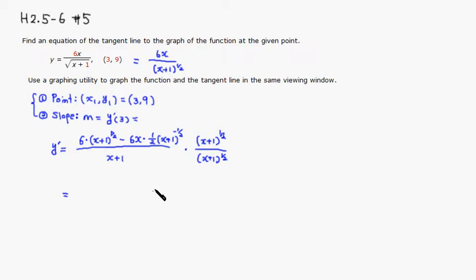The first thing I would do is distribute this to the first term. So you have 6 times x plus 1 to the 1/2 power times the same thing. It's basically the same thing as squaring it, so it's going to be just x plus 1. Minus. Then you have 6x times 1/2, which is 3x.